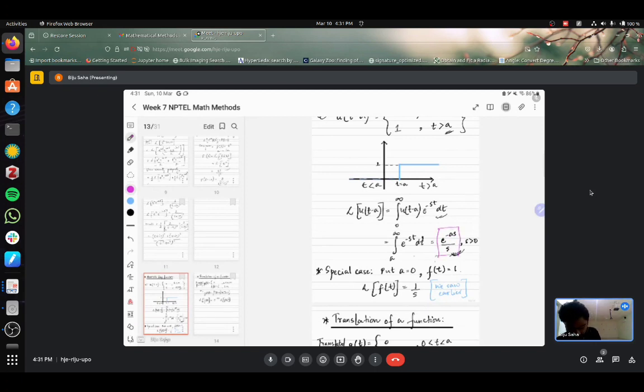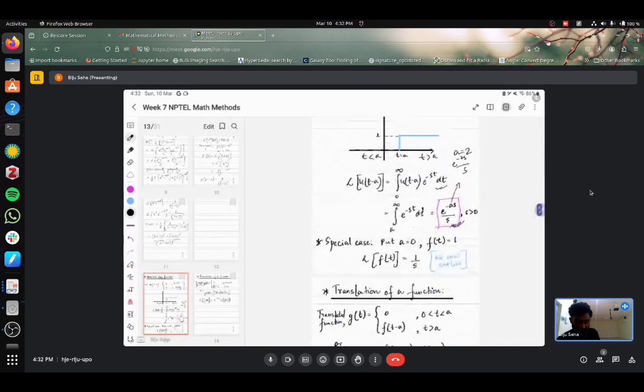What you see here is that the threshold value appears in the exponential. If your threshold value was 2, suppose a is equal to 2, then the form of this would be e to the power minus 2s by s. So keep in mind how this form will change depending upon the threshold. Otherwise the form is almost the same everywhere, like e to the power minus as by s.